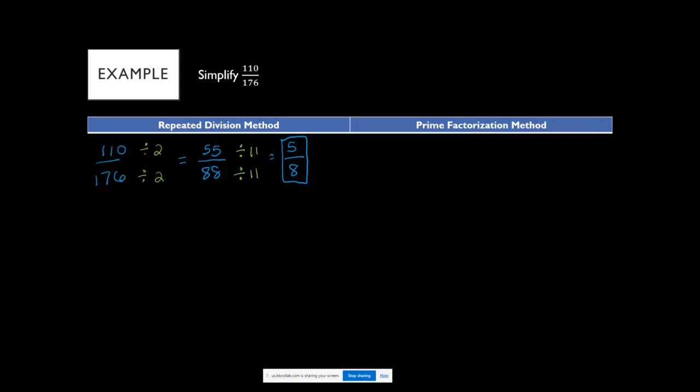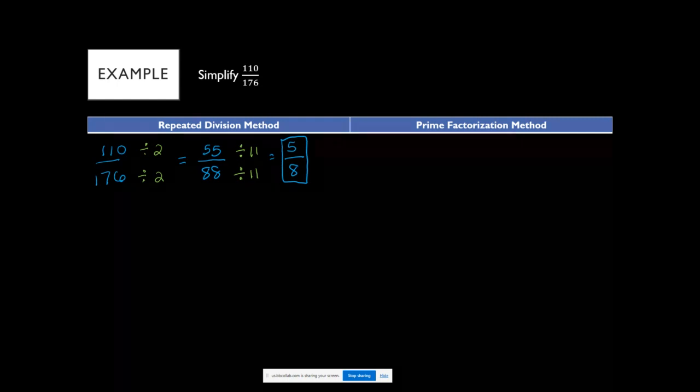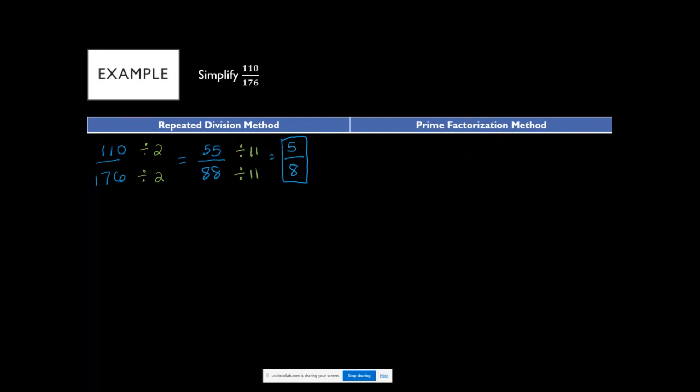Now, looking at the original problem, I don't think I would have known immediately that 11 goes into it. You know, I looked at 110 and I said, oh yeah, 11 goes into that. But would I have been able to say that 11 goes into 176? No. I would not have been able to do that. So I would have started with 2 in this case and then said, okay, now what? Now where do I go from there?